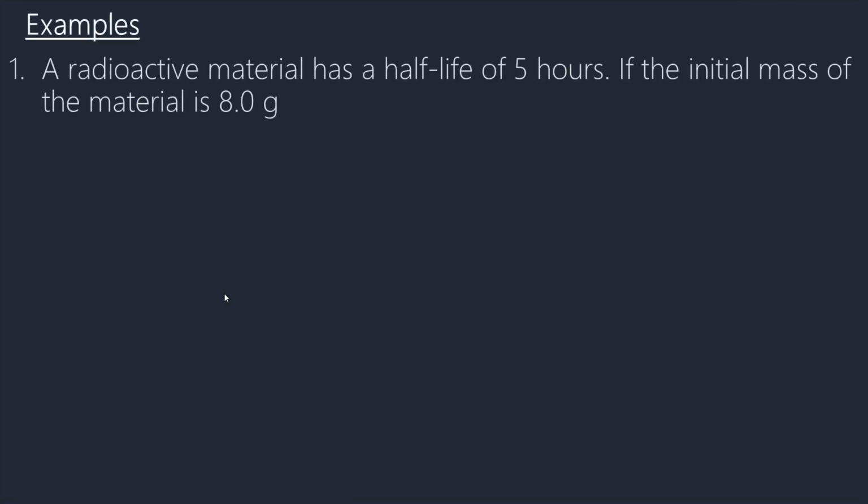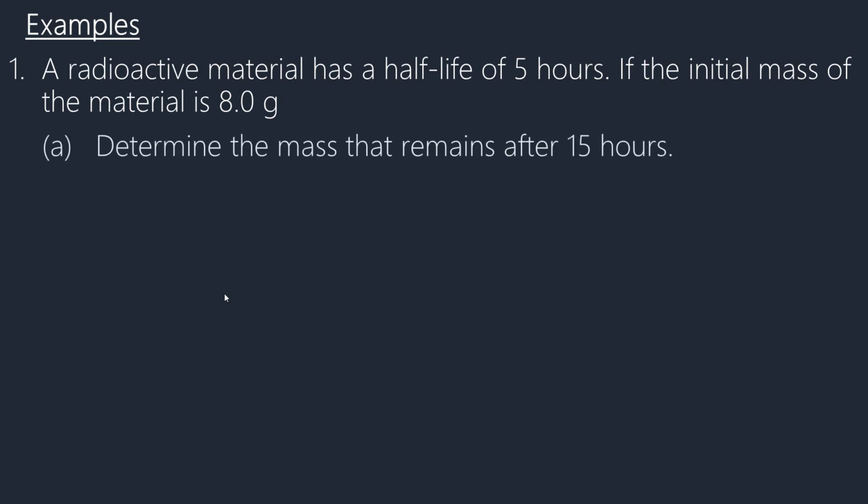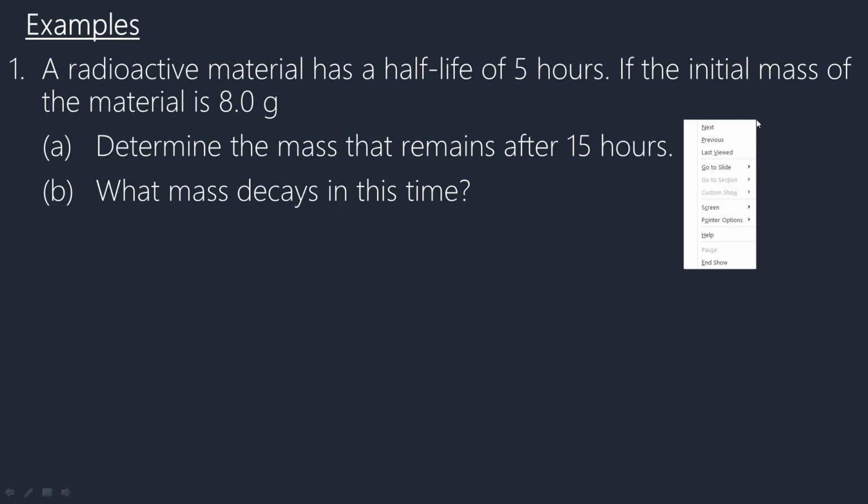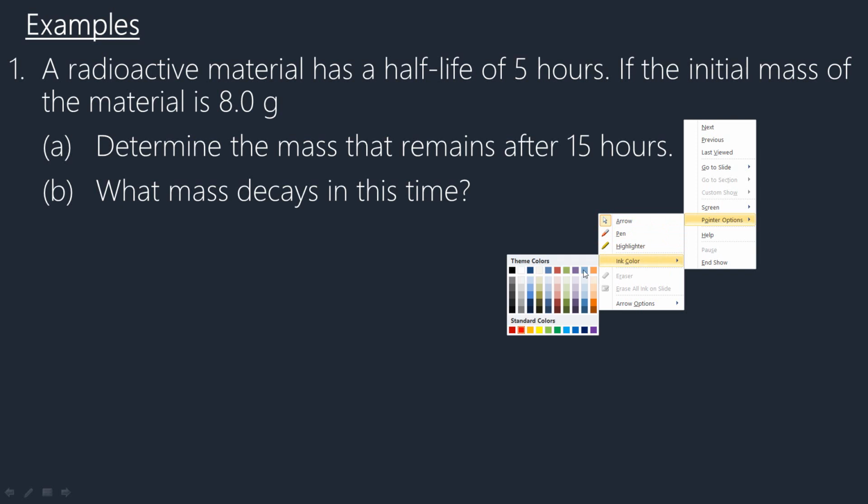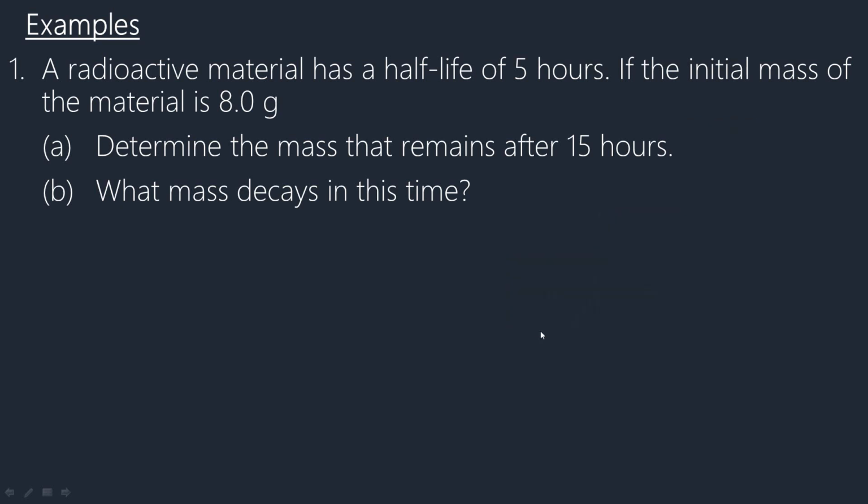So, examples. Now I want you to pay close attention. Number 1, a radioactive material has a half-life of 5 hours. If the initial mass of the material is 8 grams, part A, determine the mass that remains after 15 hours. And part B, what mass decays in this time. Now, we are going to do this together. I want you to follow me closely. I will try to employ all the methods that we've talked about, so please pay close attention.